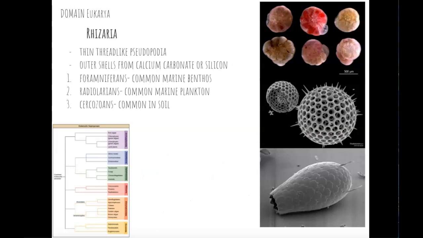The next group are called the Rhizaria. These have thin thread-like pseudopodia and are actually kind of pretty. They have outer shells that are made from calcium carbonate or silicon. There are three groups within them. There are foraminiferans. These are common in marine benthos, which are the ecosystems at the very bottom of the ocean. There are the radiolarians, which are common marine plankton, and the cercozoans, which we find often in soil.